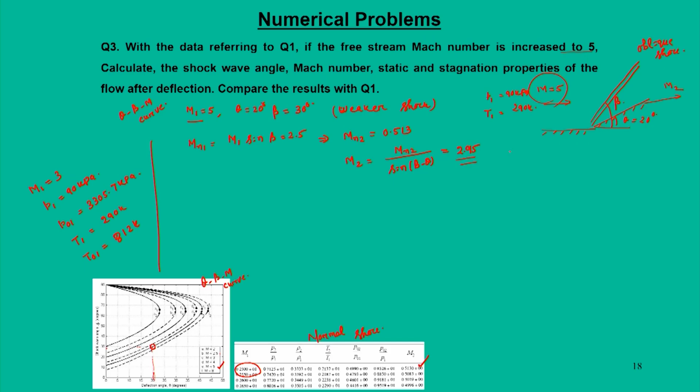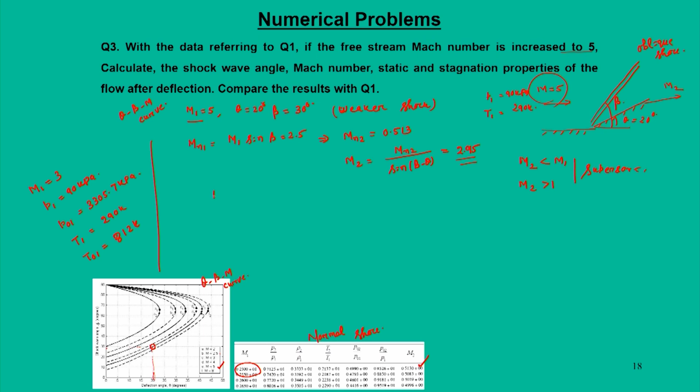So, M2 is less than M1, but M2 is greater than 1. So, it is a supersonic flow. In the previous case the shock was stronger, and so M2 was less than 1 and the flow was subsonic, but in this case the shock is weaker and the flow is still supersonic.